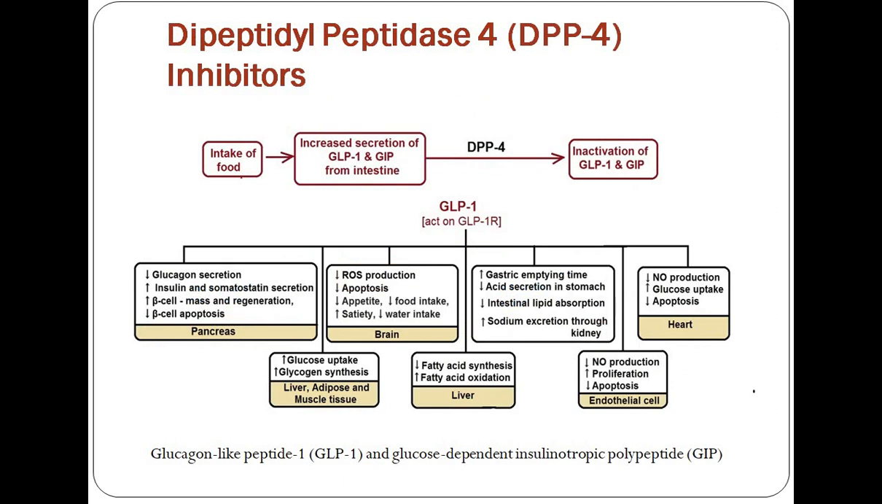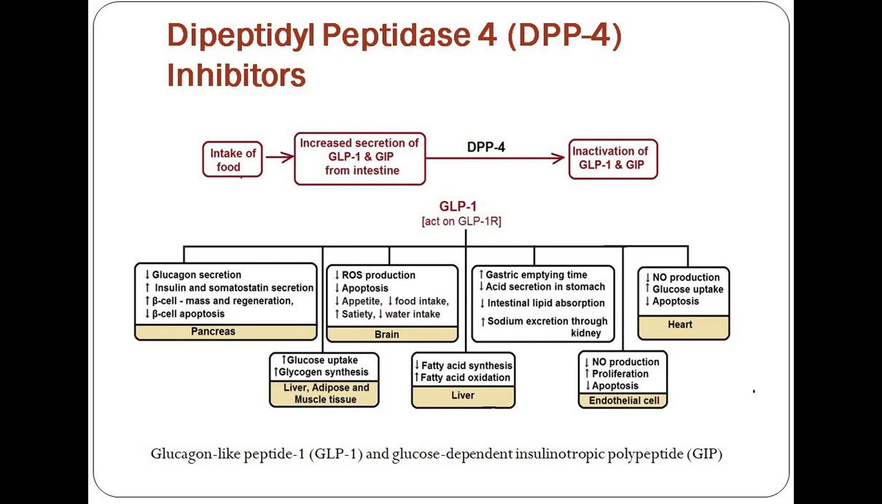Next is DPP4 inhibitor. Now first one is the GLP1. What is the function of the GLP1? GLP1 is the glucagon like peptide 1. In the pancreas, it decreases the glucagon secretion. Glucagon is responsible for the increase in the glucose level. It increases the insulin release.